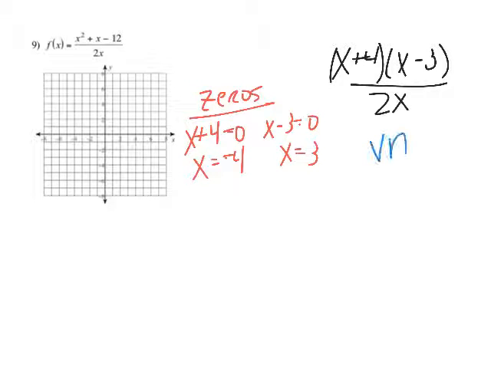Vertical asymptotes. You always take your denominator and set that equal to 0. 2x equals 0, so x equals 0. So we have a vertical asymptote at x equals 0.